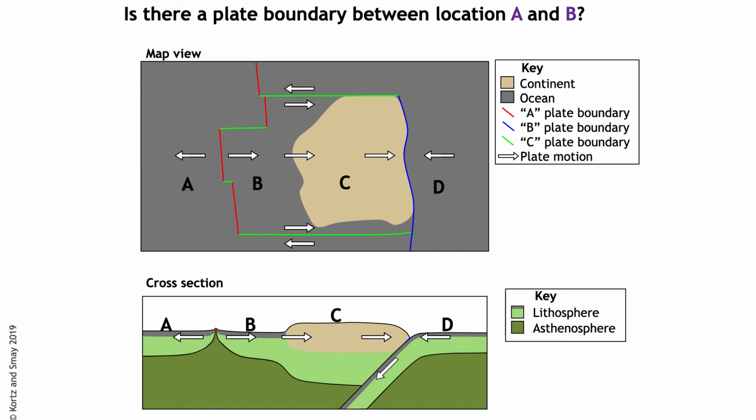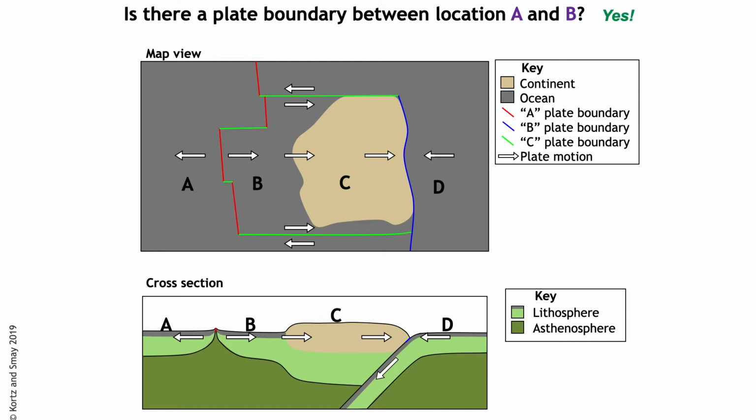Now that we've got an idea of what the key is showing for the map and the cross-section, both keys, the next question for you in practicing these ideas is: is there a plate boundary between location A on the map and the cross-section and location B? So this is a yes or no question. Take a minute, take a look, pause the video if you need to, and I'll be right back.